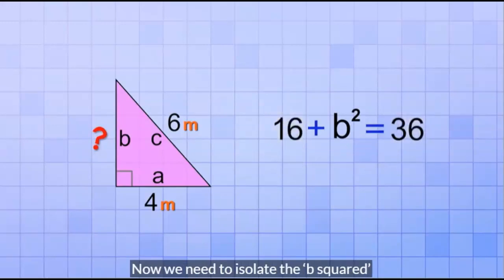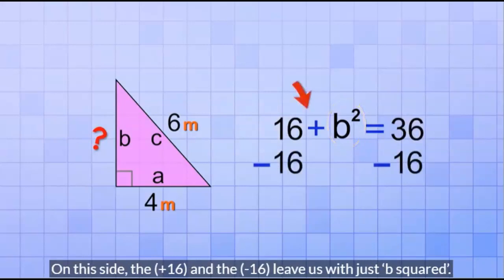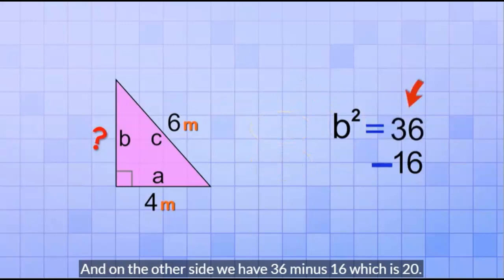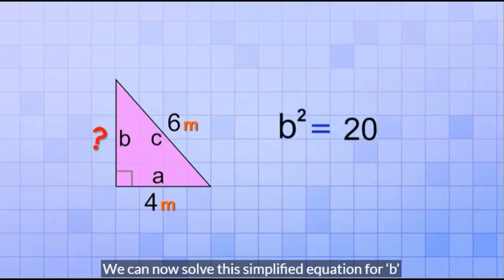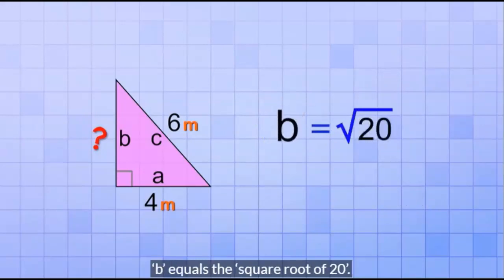Now, we need to isolate the b squared, and we can do that by subtracting 16 from both sides of the equation. On this side, the plus 16 and the minus 16 leave us with just b squared. And on the other side, we have 36 minus 16, which is 20. We can now solve the simplified equation for b by taking the square root of both sides, which gives us b equals the square root of 20.